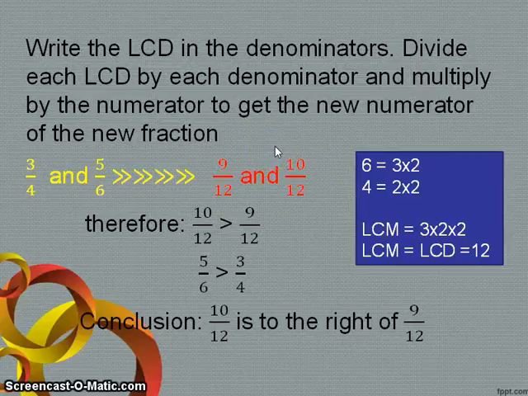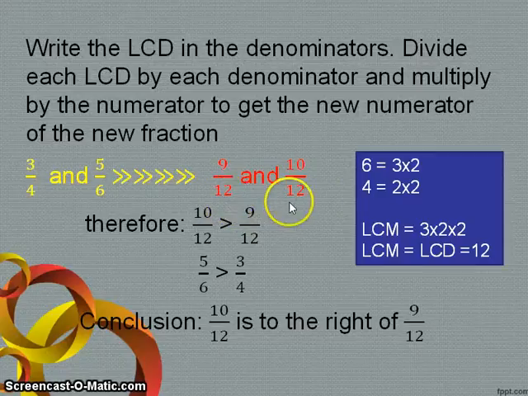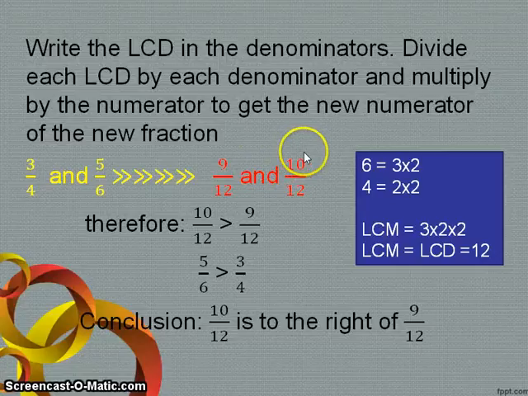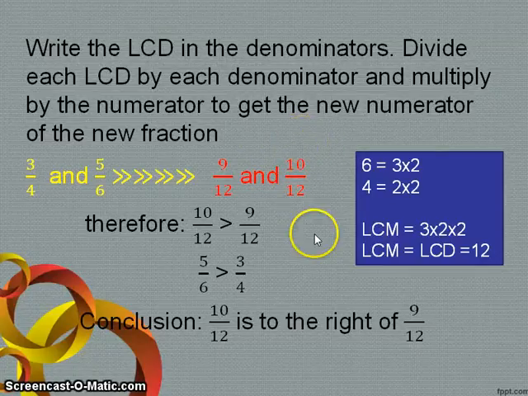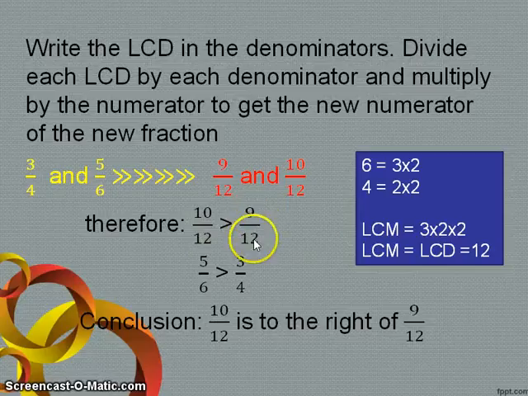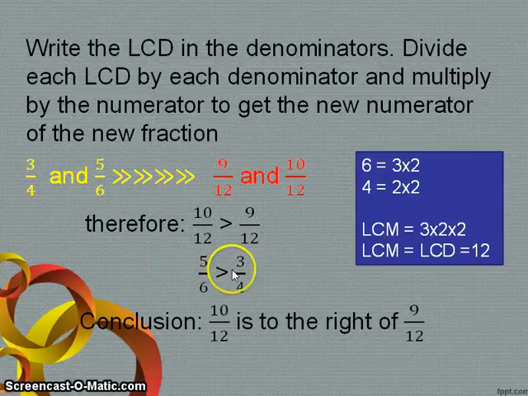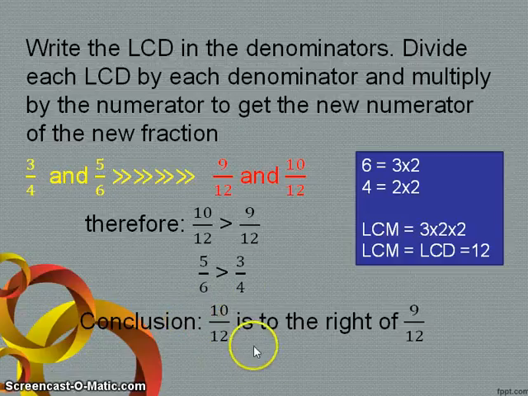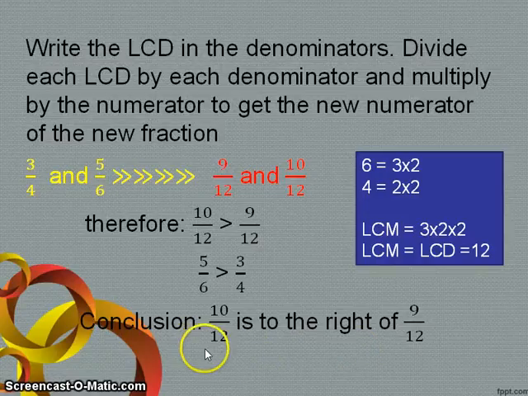Then we can compare from the previous guideline. If we are having similar fractions with different numerators, the higher the numerator, the higher the fraction. So 10 over 12 is greater than 9/12. Since 10 over 12 is equivalent to 5 over 6, then 5 over 6 is greater than 3/4. And also 10/12 is to the right of 9 over 12. That's why we can say that 10/12 is greater than 9 over 12.